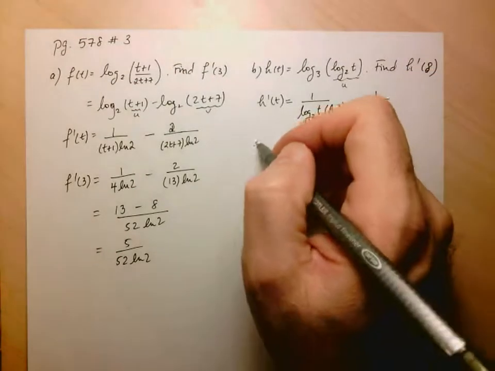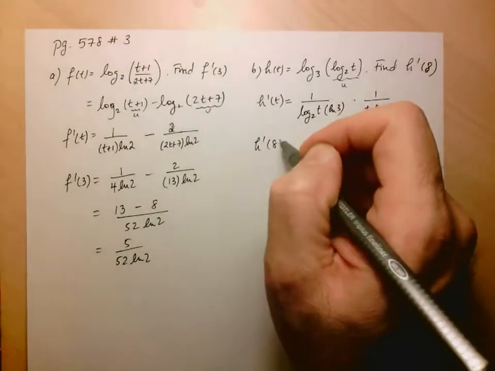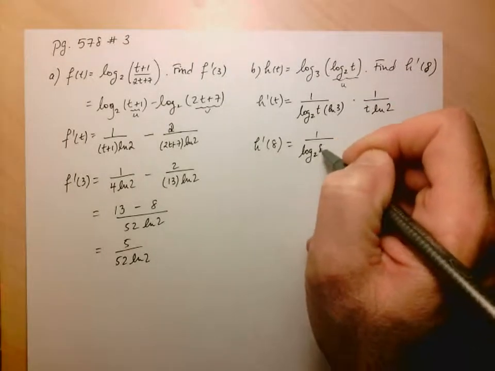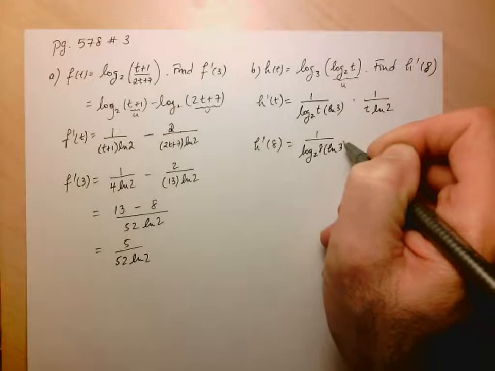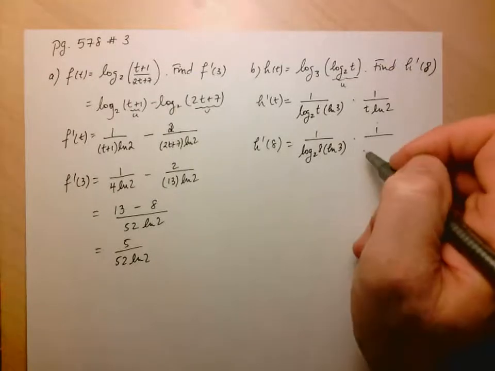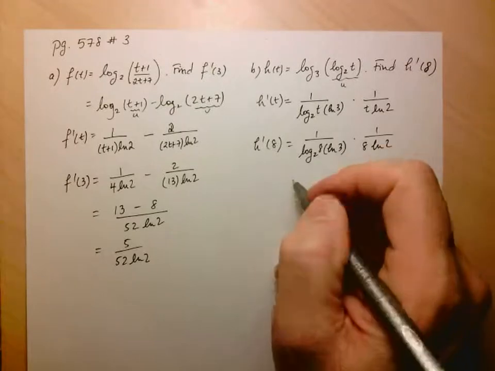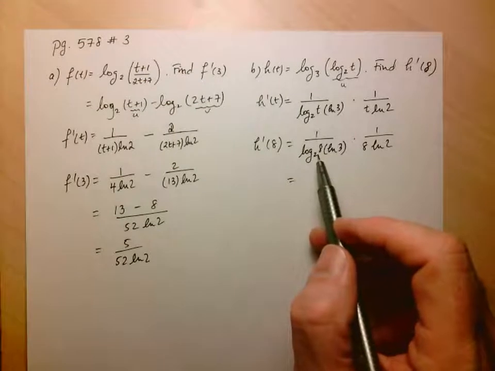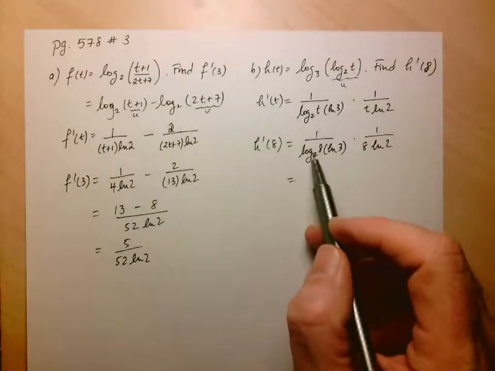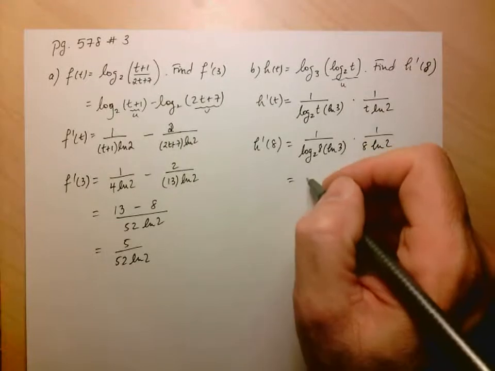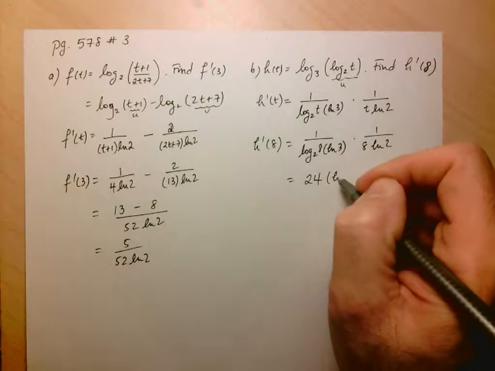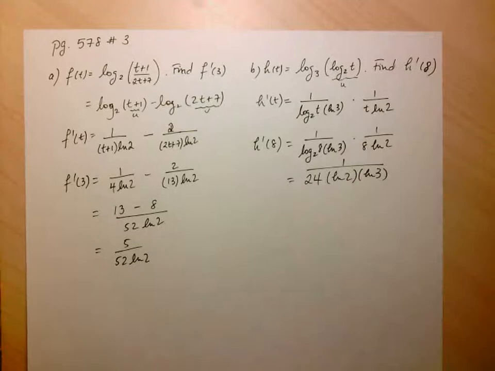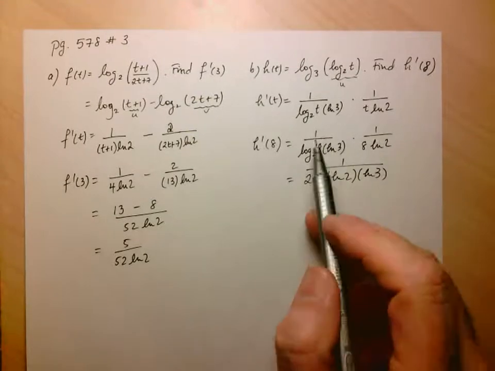Okay, and so now we have to determine h prime at 8, so we'll just input 8 here. So we have 1 over log base 2 of 8 times ln 3, okay, times 1 over 8 times ln 2. So the first thing I notice here is log base 2 of 8 is just equal to 3, because 2 exponent 3 is equal to 8. So 3 times 8, so we've got 24, and then we've got ln 2, ln 3. Okay, and of course that's all in the denominator, because I'm just multiplying these two fractions.